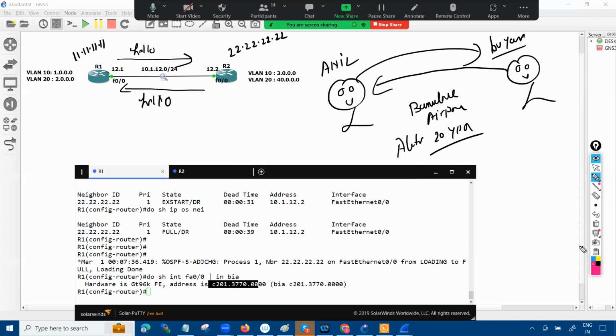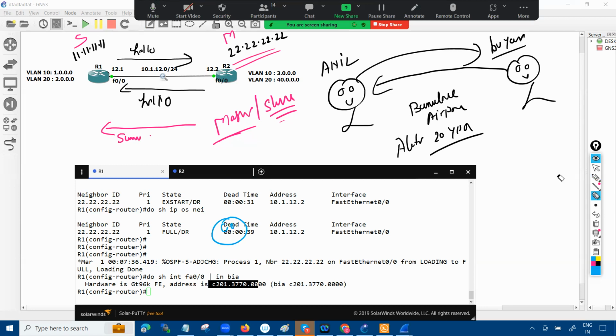Then we said, okay, we'll hold an election of master and slave. The router that has a higher router ID will become the master, and the router that has a lower router ID will become the slave. So router 2 will become the master because its router ID is 22.22.22.22, and the other will become the slave. Router 2 is going to share the summary information about the LSA. Summary information means what? Understand the concept. Take the exam, same thing.